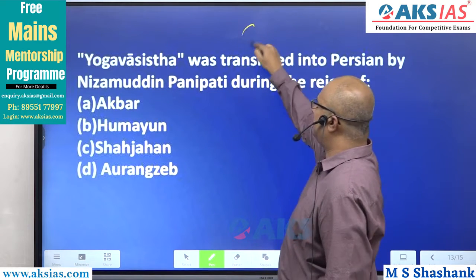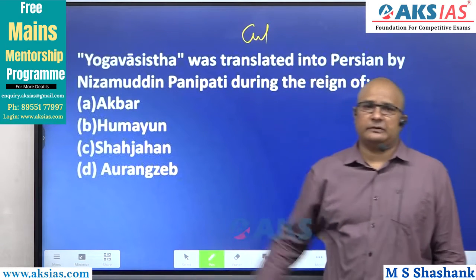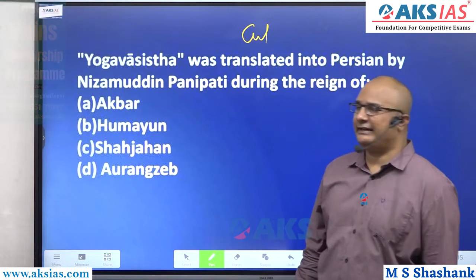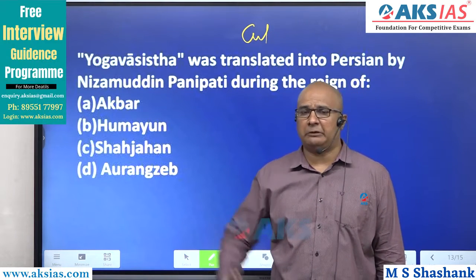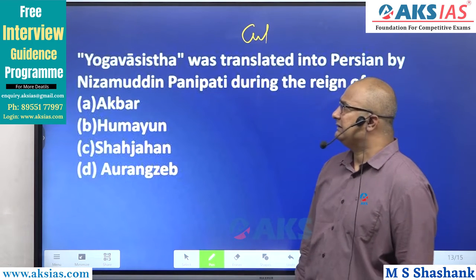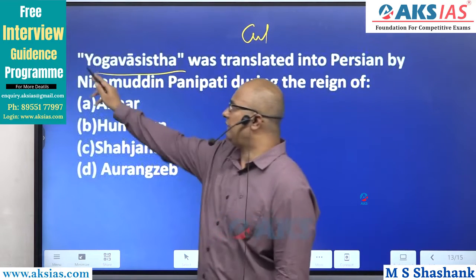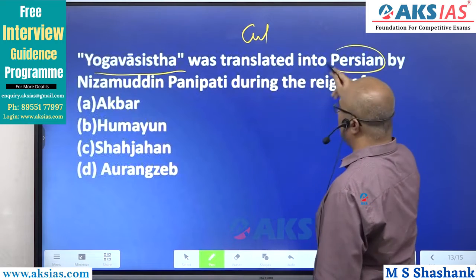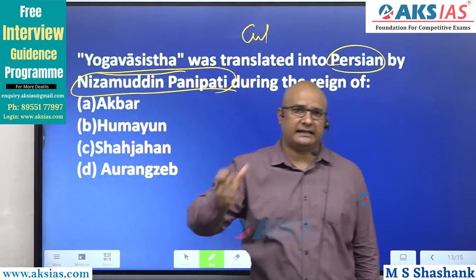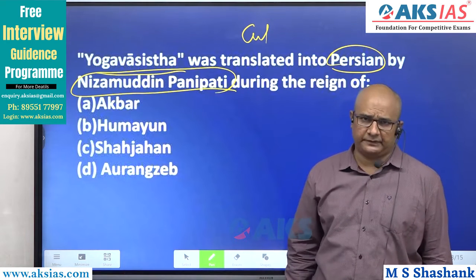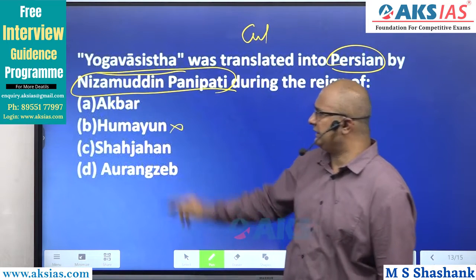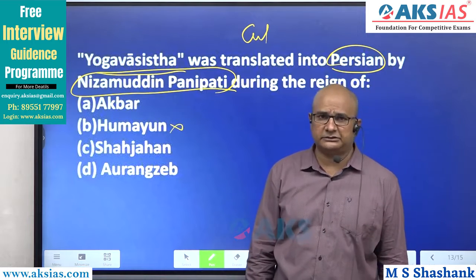Now, this is again coming from culture, a very difficult question, not usually found in your books, and there is slight ambiguity with the answer for this question. We'll have to see what UPSC would like to say, because it seems that this book Yoga Vashishta was translated into Persian language by a person by name Nizamuddin Panipati. That's fine, but exactly during whose period is the question? Is it Akbar, Humayun, Shah Jahan or Aurangzeb? One thing you can definitely cancel out is Humayun.